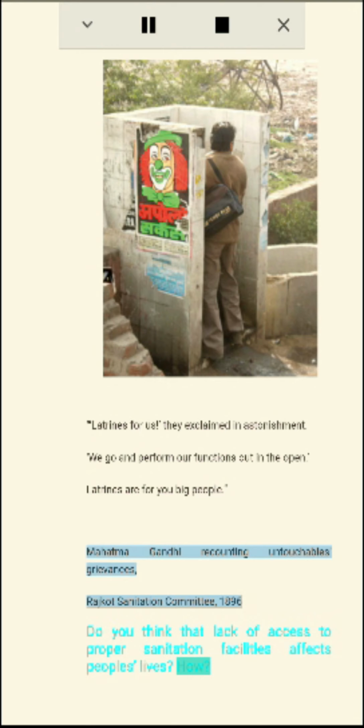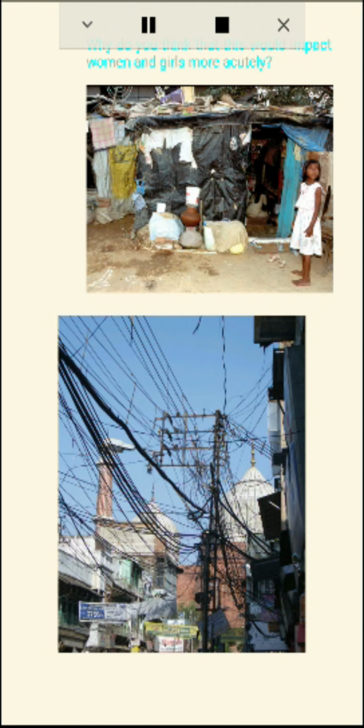Do you think that lack of access to proper sanitation facilities affects people's lives? How? Why do you think that this would impact women and girls more acutely? The Census of India, 2001 puts rural household electrification at 44%, leaving around 78 million households still in the dark.